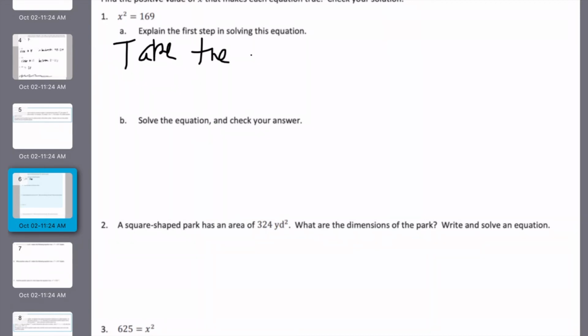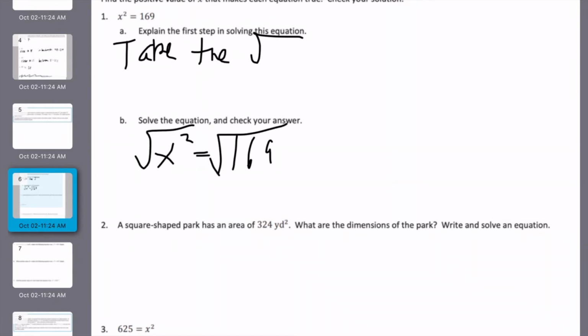Take the square root. So solve the equation and check your answer. So I have x squared equals 169. That's an awful looking 169. And I need to square root both sides. Now the square root of x squared is just x. And I'm trying to think, what number can I multiply by itself to get to 169? Well, in this case, that's going to be 13.